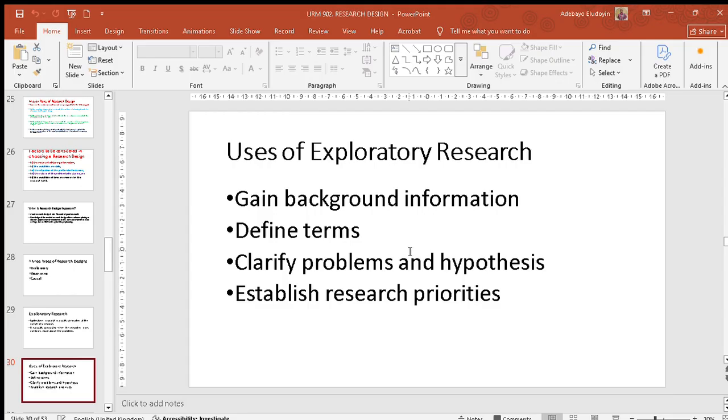And then, how do we use exploratory research? Number one, we need to gain background information about the research of our interest. We need to be able to define the terms. That shows that there are some terminologies we might not be used to. And then we'd be able to clarify some problems and possibly form some hypotheses.